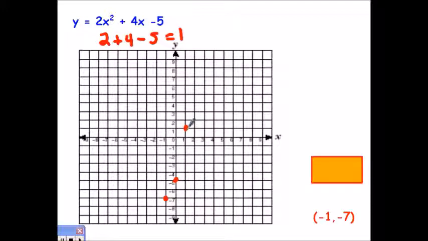Keeping in mind the axis of symmetry, we can find our twin points. Okay? This is 1 point to the right of the axis of symmetry, so I'm going to go 1 point to the left. This is, I'm sorry, 2 spaces to the right of the axis of symmetry, so I'm going to go 2 spaces back to the axis of symmetry. And now I can simply graph my U-shaped parabola. And I am done with this one.